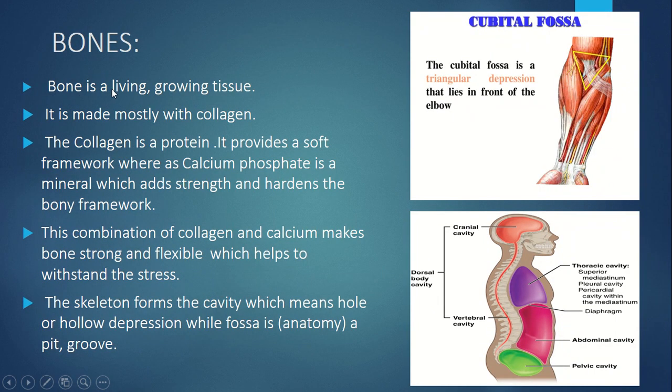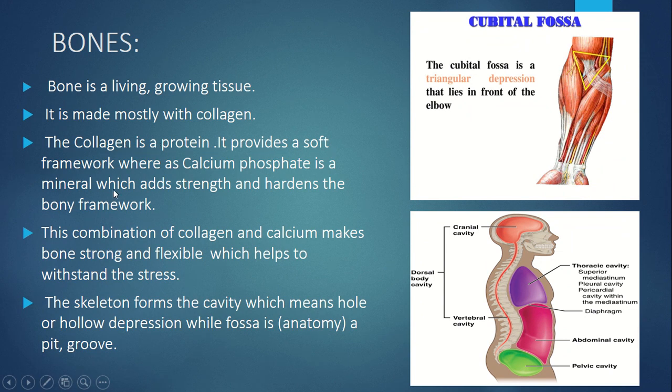Next, bones. Bone is a living, growing tissue. We grow as age progresses, and the bones are also growing. Because it's a living and growing tissue, the bones increase in length. It is mostly made of collagen. So what is collagen? Collagen is a protein.